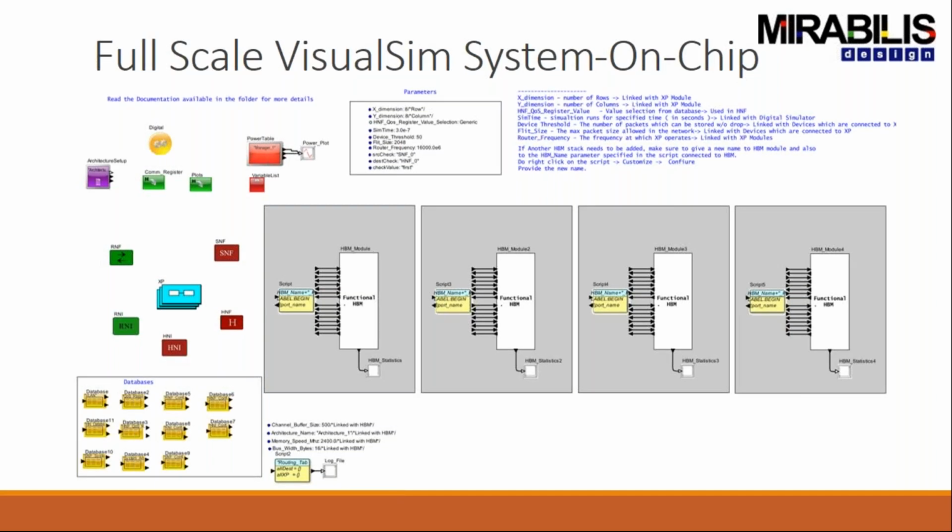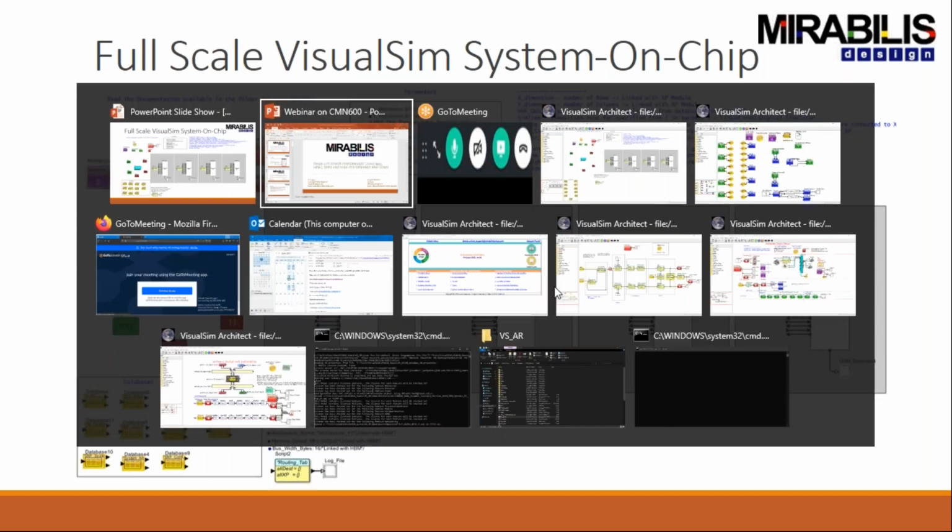We can replace these HBM stacks with DDR5 modules also. That is another aspect at which VisualSim excels. We have those library modules integrated into the tool. So if a user wants to use an HBM, HBM2, or DDR5 in the design, they can just drag and drop it from our library itself. It is fairly simple. We'll be looking into this design in much more detail later on.